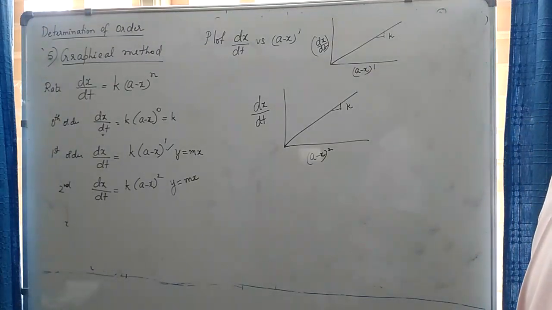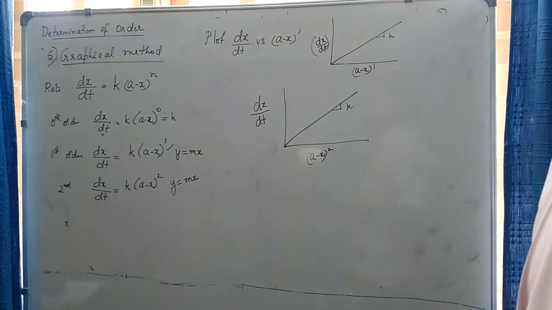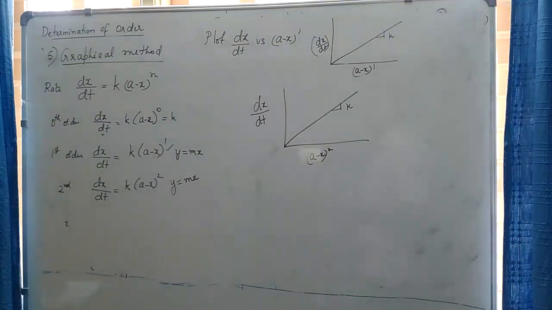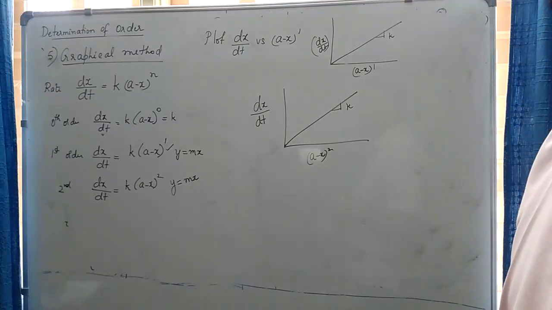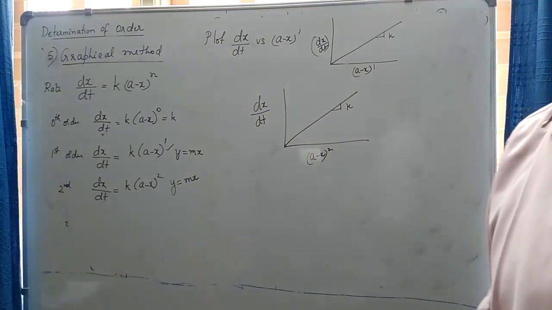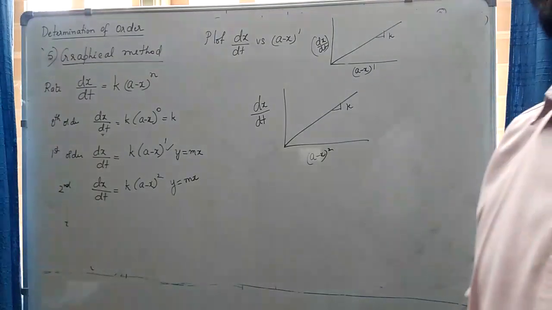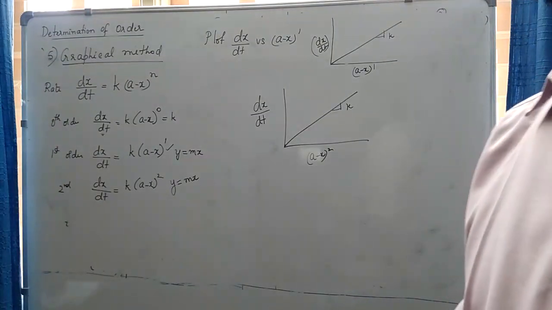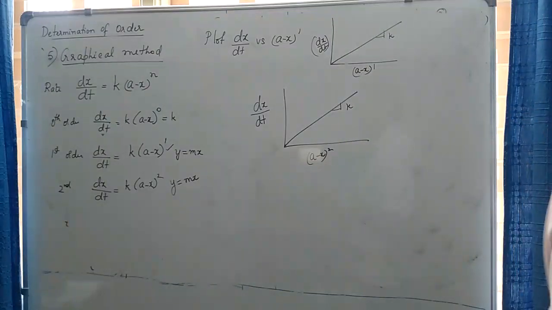So this is a less frequently used method. In most of the textbooks you will not come across this method frequently. If n is equal to 0, that is a zeroth order reaction, then we need not plot any graph because dx by dt will be equal to the rate constant k. So you measure the rate at different intervals of time, and you find that you are getting a constant value of rate. So this fifth method is called the graphical method.